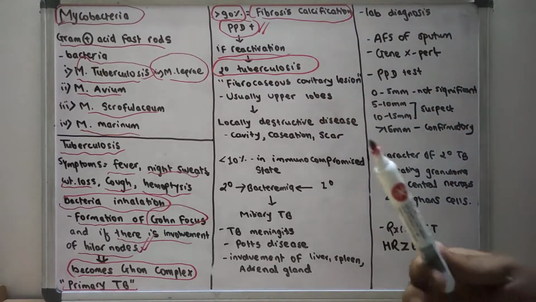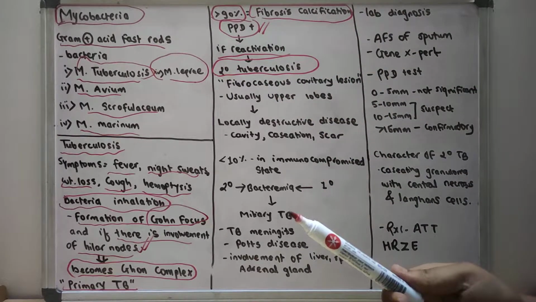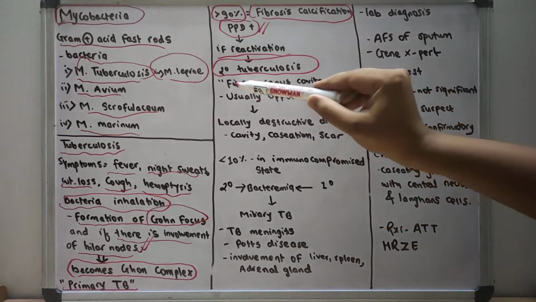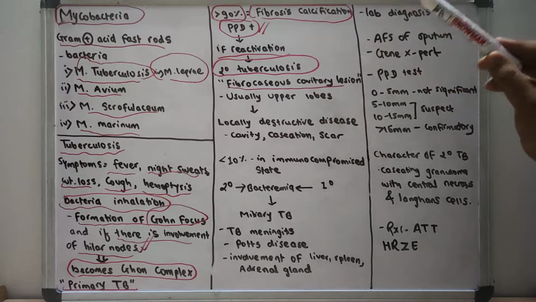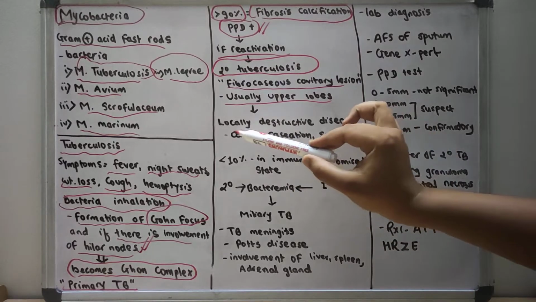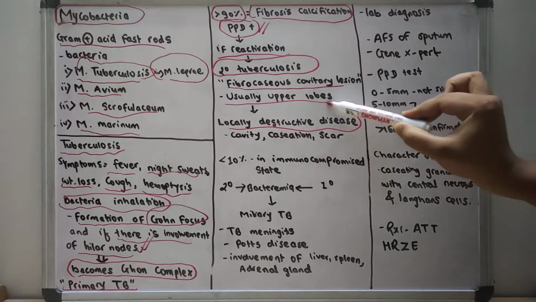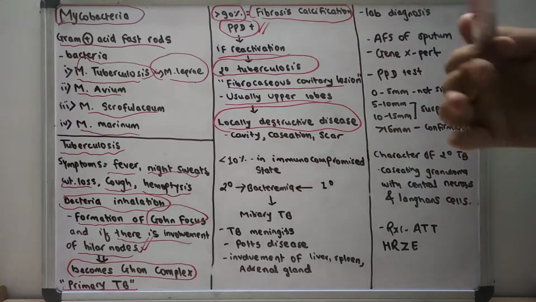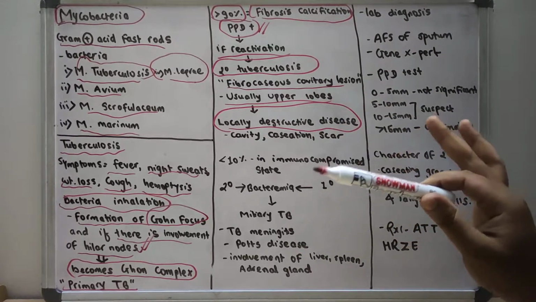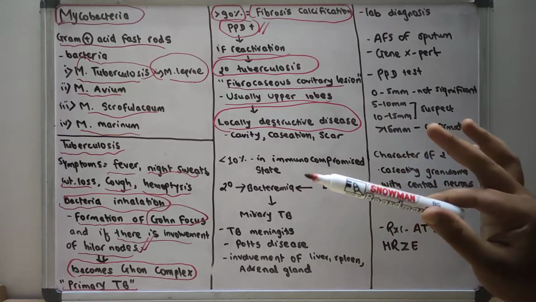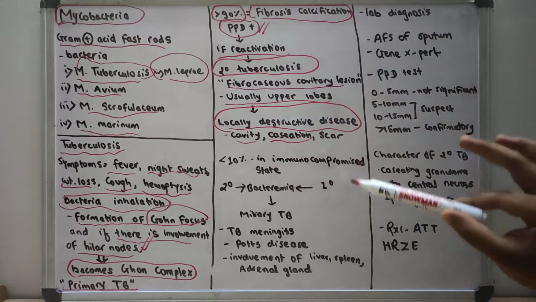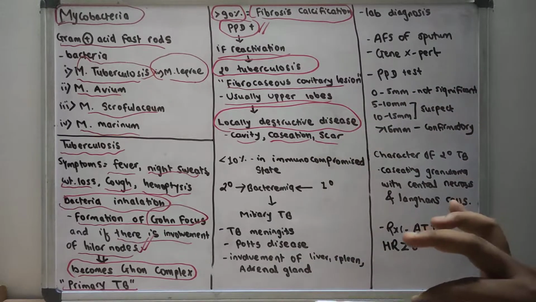And if the person is immunocompetent, then there can occur a fibrocaseous cavitary lesion, and it usually occurs in the upper lobe. It usually becomes a locally destructive disease. It doesn't travel or metastasize to other organs. It becomes a locally destructive disease, and in this we see the cavitation, we see the caseation, and we see the scar formation.